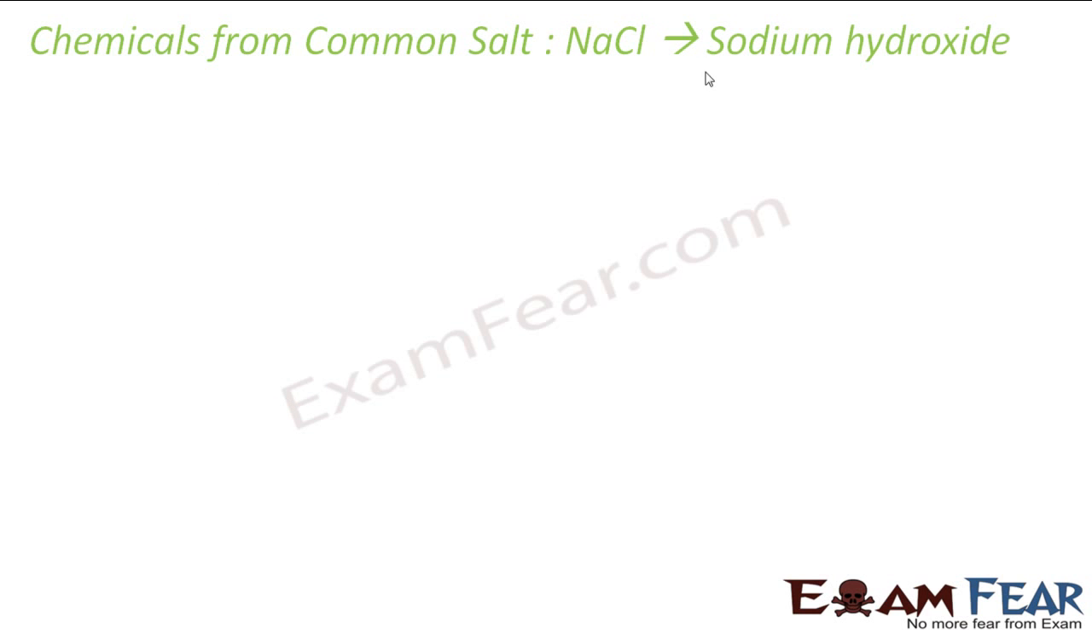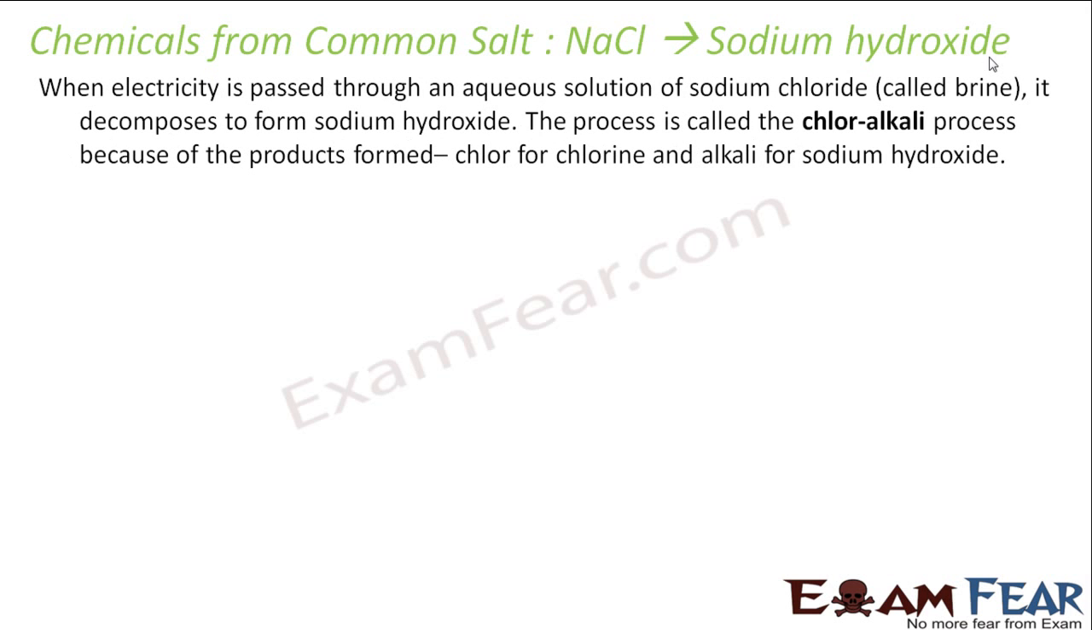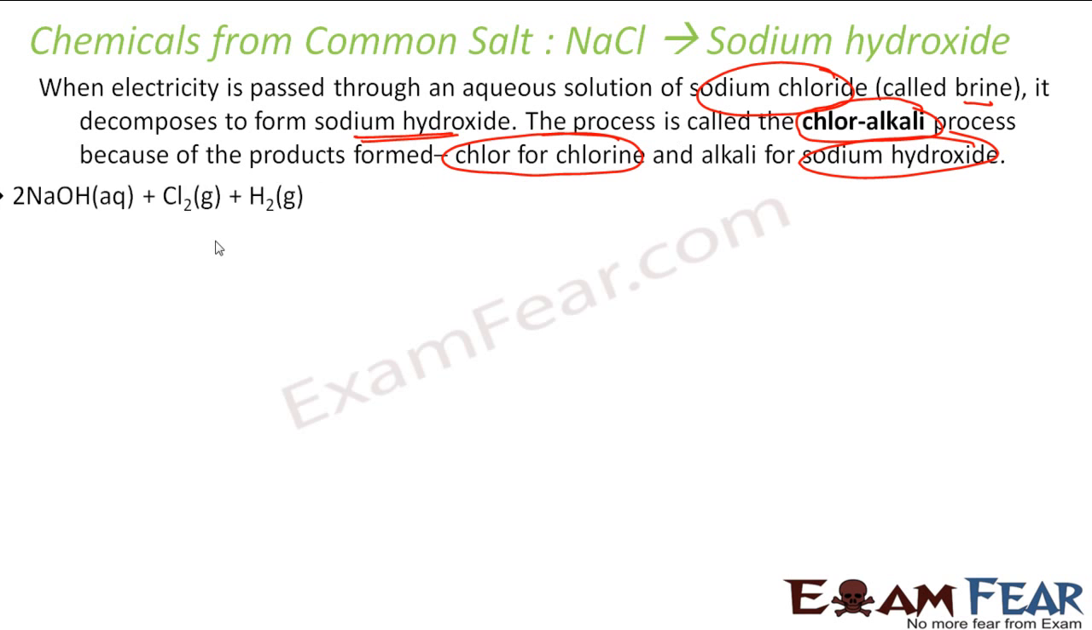So we'll see that. The first is sodium hydroxide. How can we get sodium hydroxide from sodium chloride? When electricity is passed through aqueous solution of sodium chloride, that is the salt water called brine, it decomposes to form sodium hydroxide, and this process is called the chloralkali process, because chlorine and an alkali, the sodium hydroxide, is formed, right?